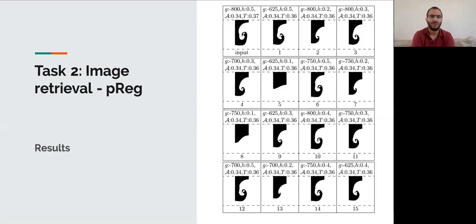In the table on the left corner, we can see an input image with Atwood of 0.34 and time of 0.37. The rest of the table is the top images returned from PREG, and by top images I mean the images with the top scores PREG returned. As one can see, PREG returns very similar images and parameters that are very close to the input initial parameters.